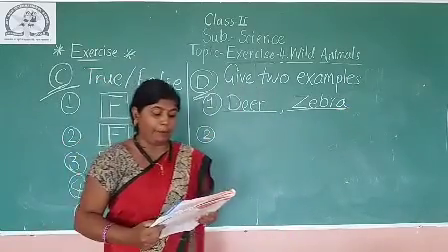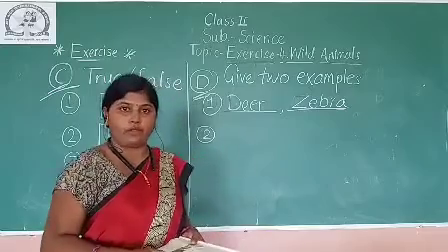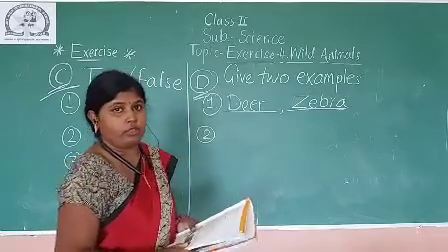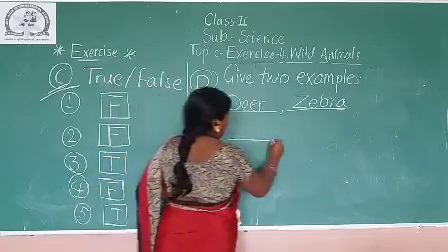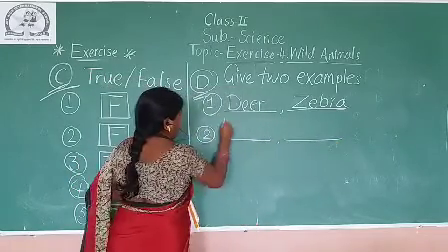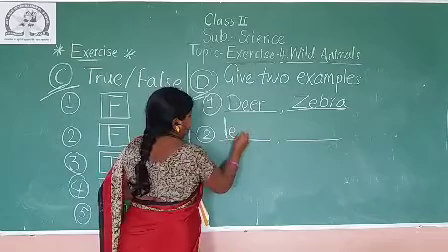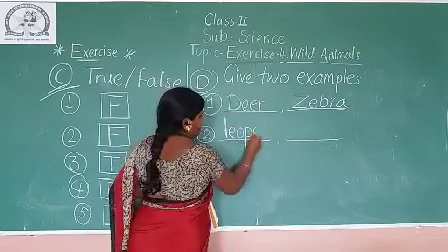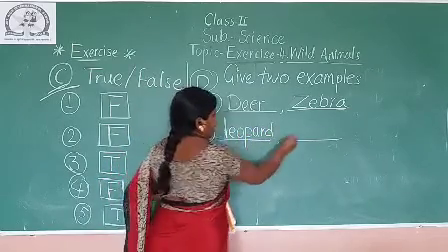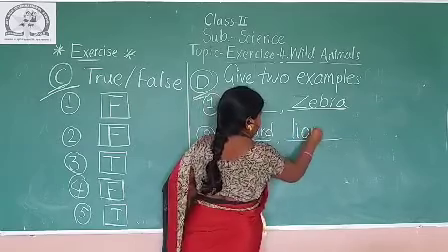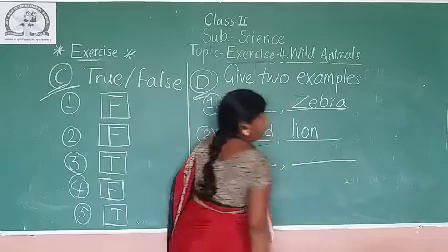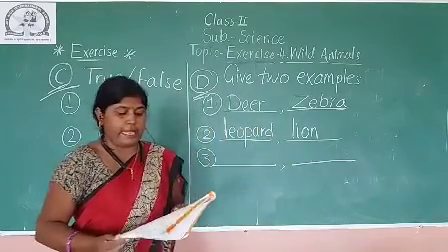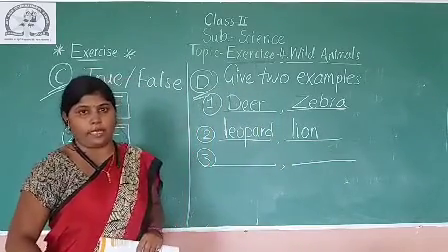Flesh eating animals. You have to write the names of animals that eat flesh. So flesh eating animals: leopard and lion. Okay. You have to learn all these things. And question number 3 is scavengers. So you have to write 2 examples of scavengers.